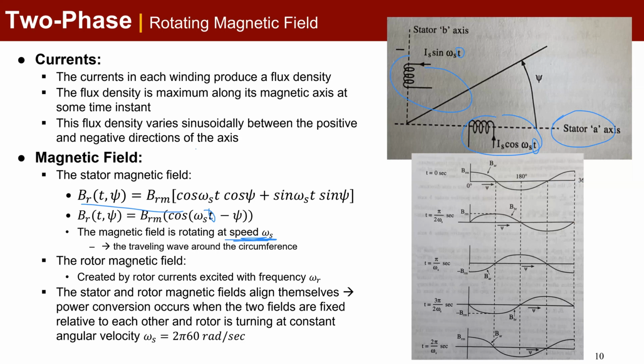So this rotor magnetic field is created by rotor currents that are excited with the rotor frequency. And what's going to happen is the stator and rotor magnetic fields are going to align themselves. Power conversion occurs when these two fields are fixed relative to each other. And the rotor is going to be turning at a constant angular velocity of about 2 pi 60 radians per second. So that's the key, is that we need to have these magnetic fields align themselves in order for us to have that rotating magnetic field.